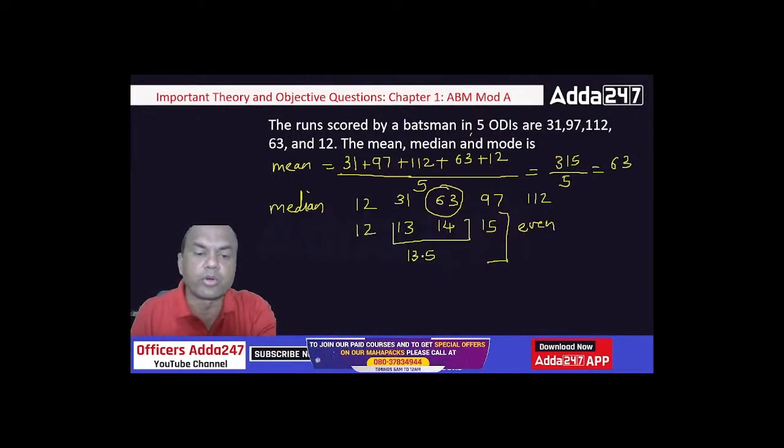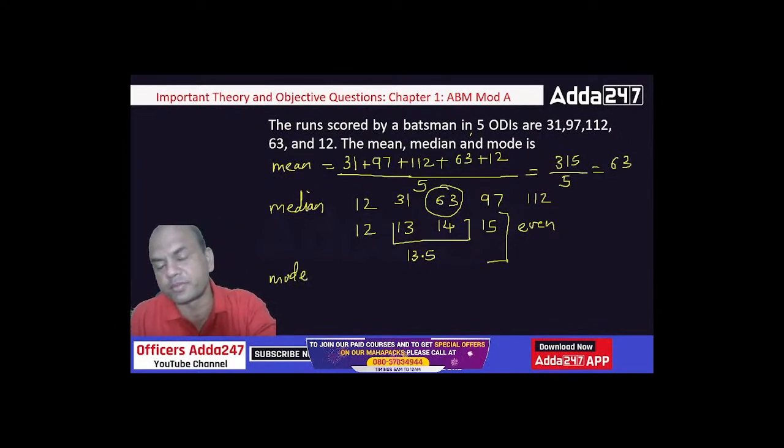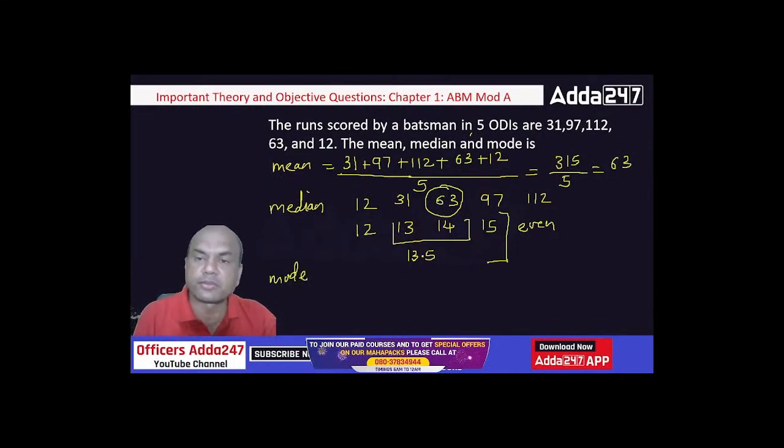Okay, now mode. Mode means what? The number which occurs the maximum number of times. So which number occurs maximum number of times? No one. All are occurring one time. So if they are one time, everyone will be the mode. So every number is a mode in this case.